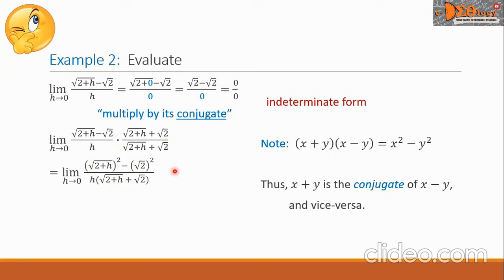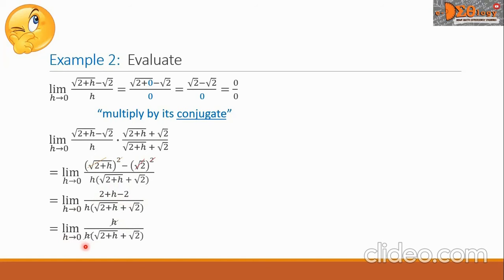Simplifying our numerator, we can cancel the radical and the power 2. Writing our function again, we have 2 plus h minus 2 all over our denominator. The 2 here and the negative 2 will cancel each other, so what remains in the numerator is only h. Now observe that there is an h in the numerator and an h in the denominator that will cancel each other. Simplifying further, we have the limit of 1 all over the square root of 2 plus h plus the square root of 2 as h approaches 0.